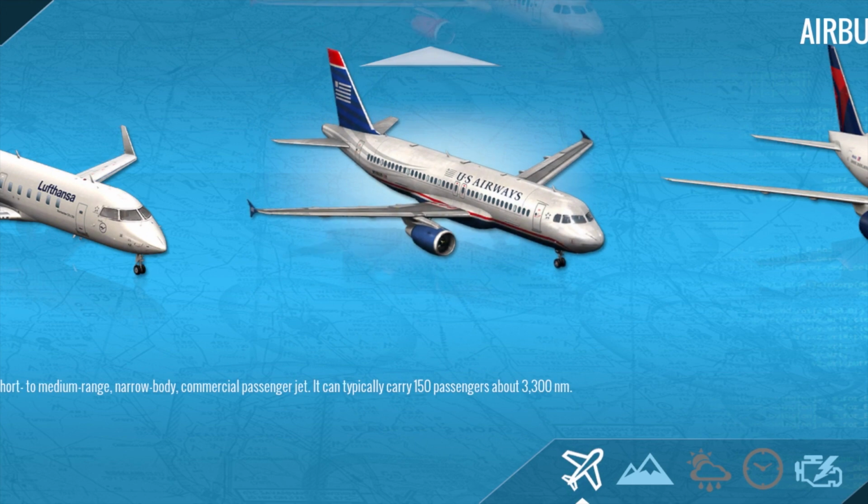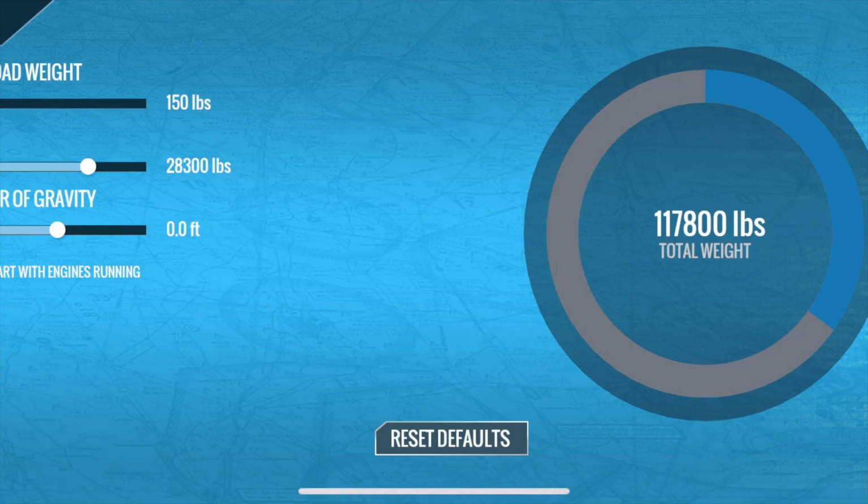And I forgot something. As you can see, there are some setting wheels in the right corner just above the tick. If you click on that, you can set your payload, your fuel and center of gravity. And you can also choose if you will start with the engines running or not.